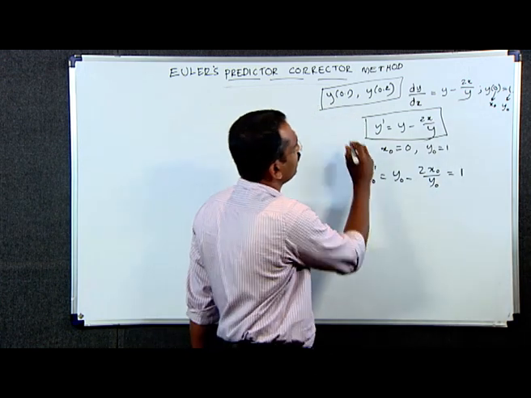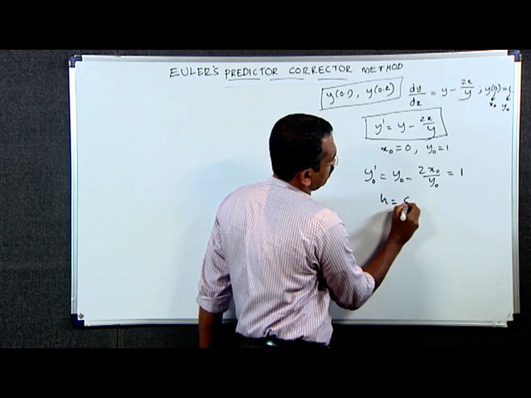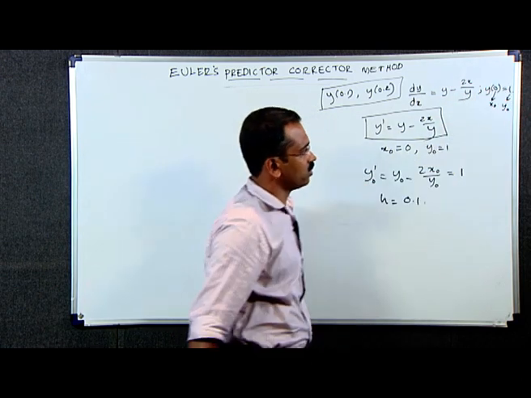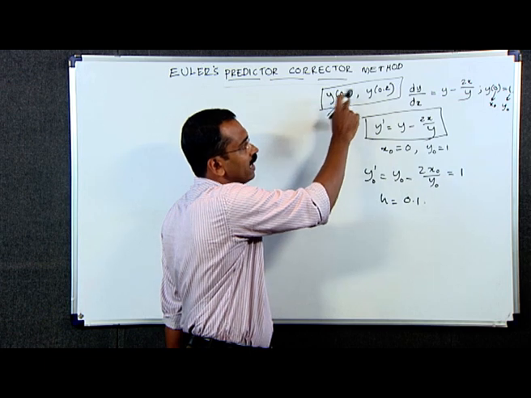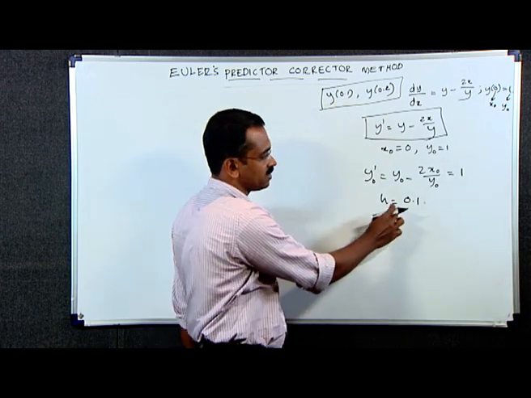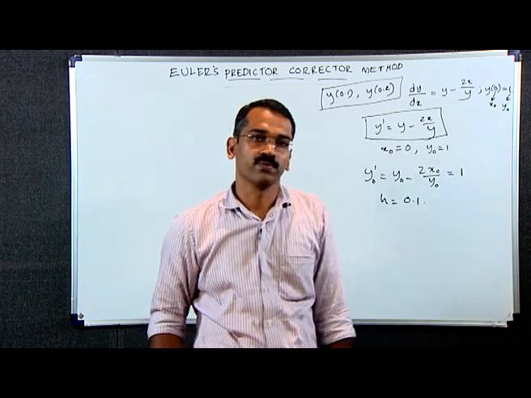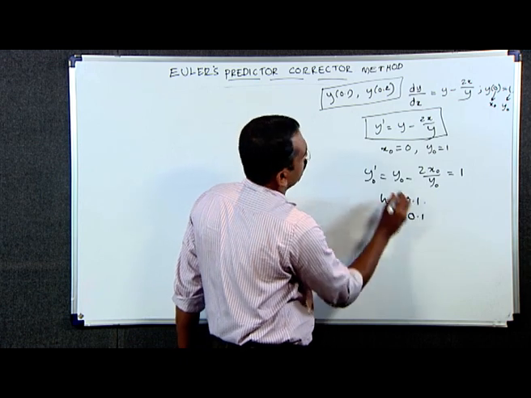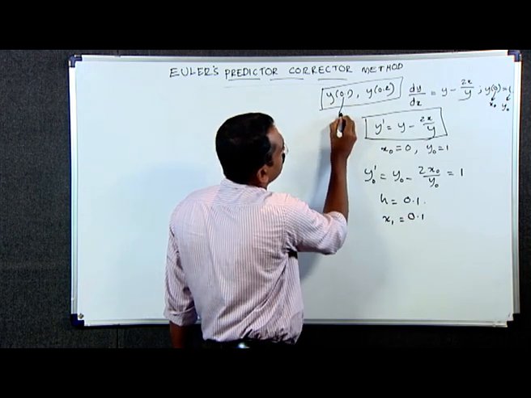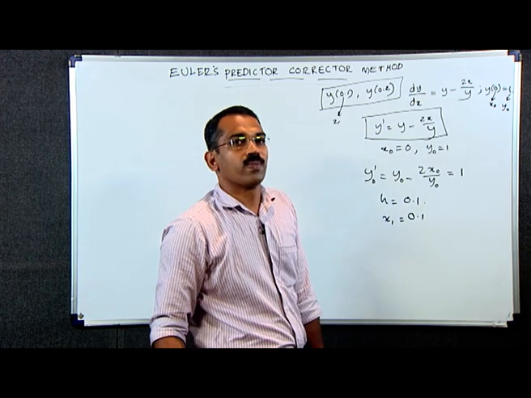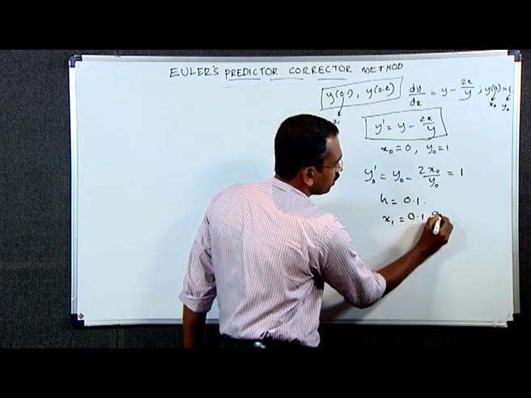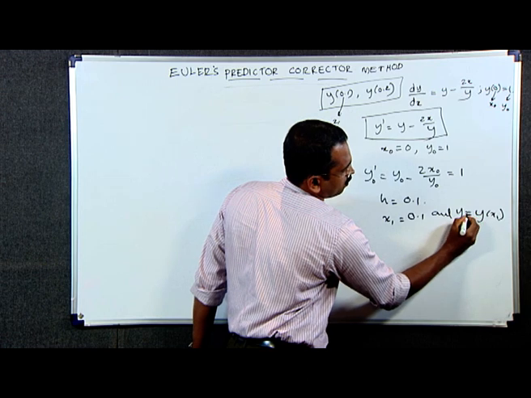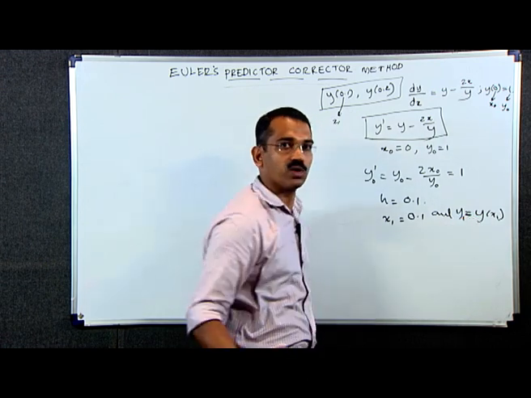Here we take h as 0.1, because we are given y of 0 equal to 1, that means x naught is equal to 0. We want to find y of 0.1 and y of 0.2. We take h as 0.1. x1 is equal to 0.1. We take this value as x1, and y1 is equal to y of x1. We denote y of x1 as y1.